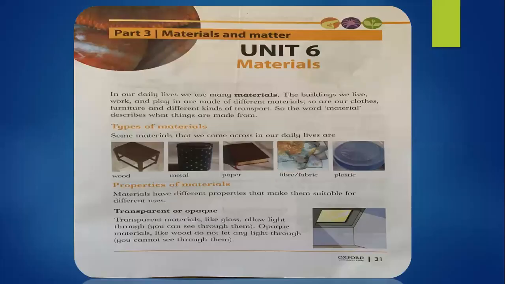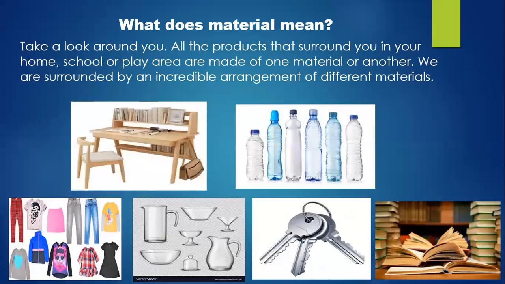Today we will continue our unit number 6, materials. I hope all of you remember what I told you: what does material mean? All the products that surround you in your home, school or play area are made of one material or another. We are surrounded by an incredible arrangement of different materials. Remember I told you about the words plastic, fabrics, glass, metal, paper. These things are all present around you.